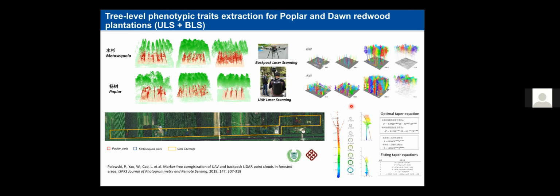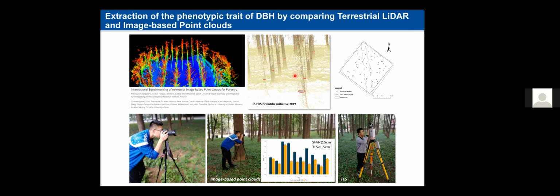We also try some cheaper ways, because terrestrial LiDAR is still quite expensive. So we try to use a camera. We did some research with other European countries. We had an ISPIS scientific initiative project in 2013, and we worked together. What we do in China is camera-based, image-based work to obtain image-based point clouds. Then we extract the tree location and the DBH from the image-based point clouds. So this is the result. The camera is much cheaper than terrestrial LiDAR, but it can still provide quite good results for the DBH.